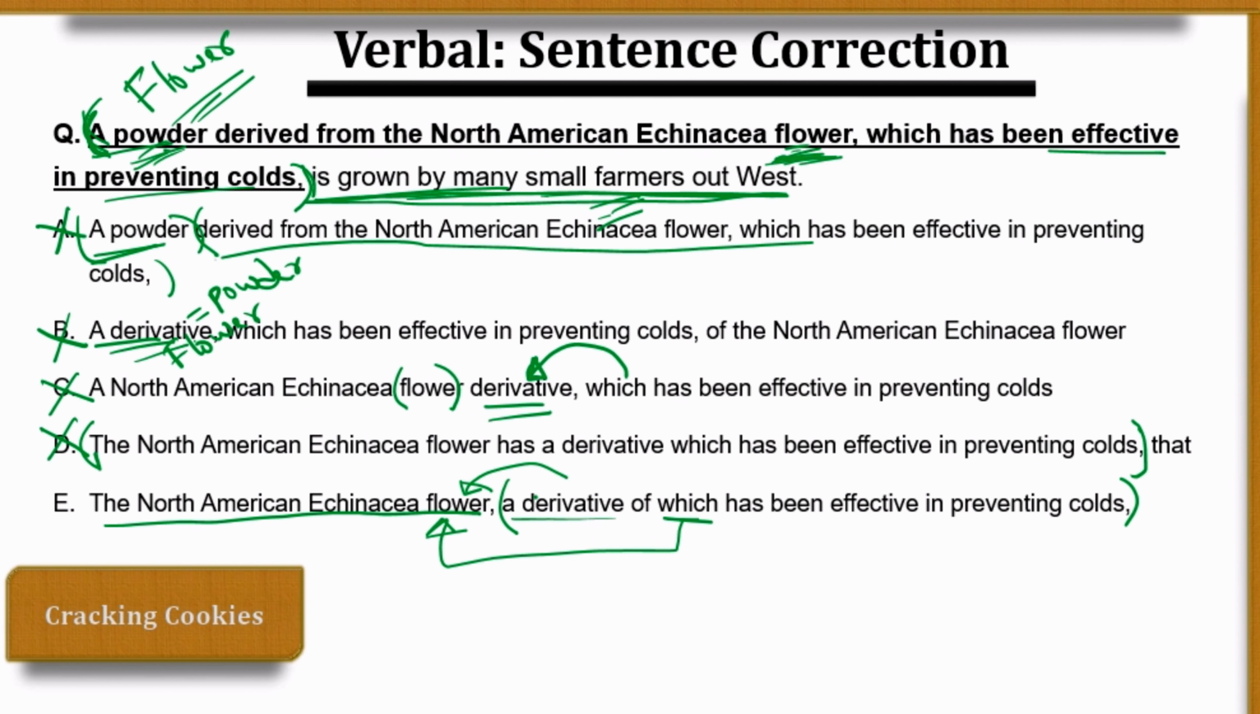So the sentence goes, the North American Echinacea flower is grown by many small farmers out west. So this is ultimately the correct answer.